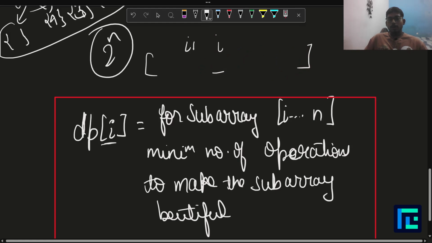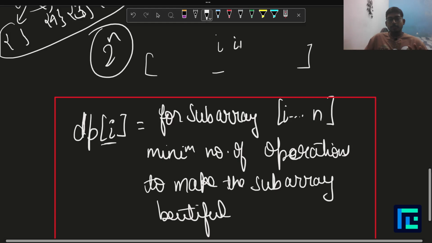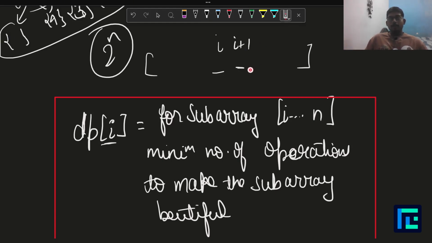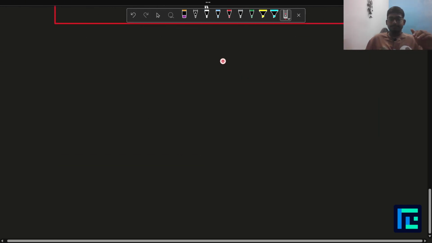Okay, so if this is i, this is i minus 1, the element just before that. Or you can say if this is i, the element just next to it is i plus 1. So always in my transition, I would write DP[i] either in terms of DP[i-1] or DP[i+1]. If I can represent it like this, then I can write my transition. So if I have this ith element, I would have two choices, either take it or remove it. So let's write the transition for both the cases.